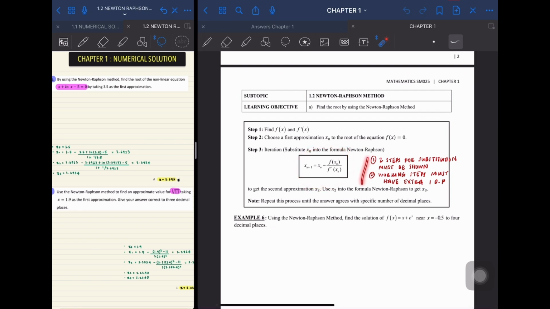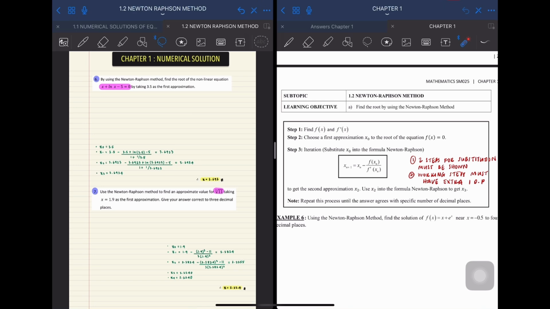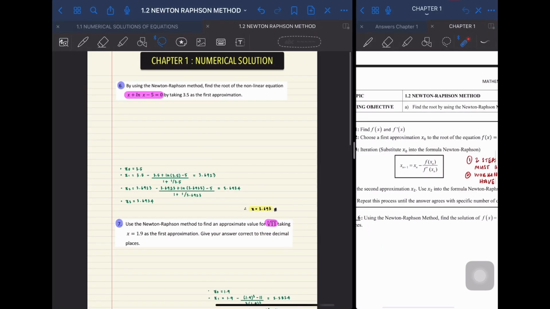There are two important things that you have to remember. The first one is to make sure to show the first two steps of substitution using this formula. You need to show the first two steps. It is compulsory. And the second one, make sure that you have one extra decimal place before you finalize the answer. Okay, so now let's continue with the tutorial question.